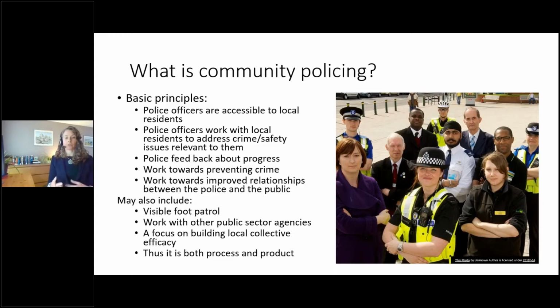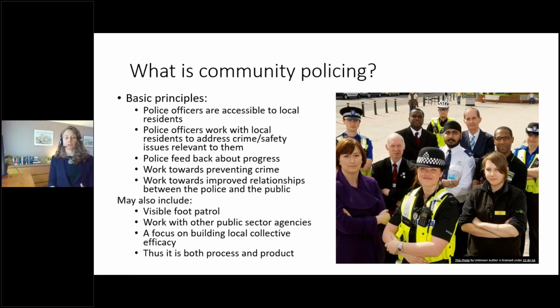It also involves a two-way communication process. The police will feed back to local residents about their progress, what they've done to address their concerns. So it's not just one-way communication, it's two-way communication between the police and local residents. So when we want to work towards preventing crime as well as improving relationships between the police and the public, other elements might involve visible foot patrol, and this is a key element when it comes to community policing in the UK.